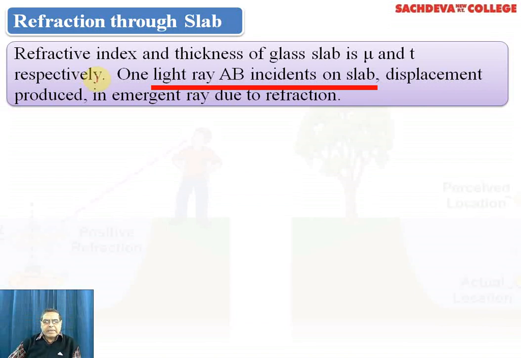The light ray AB is incident on the slab, and we look at the displacement produced in the emergent ray due to refraction. Indirectly, we are saying that when light ray AB is incident on the slab and enters the slab, there will be bending of light.